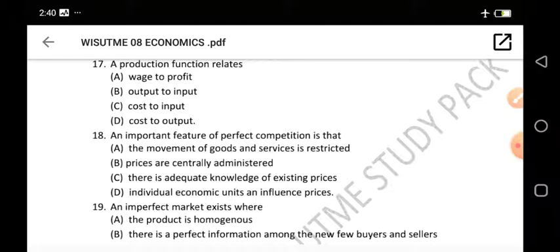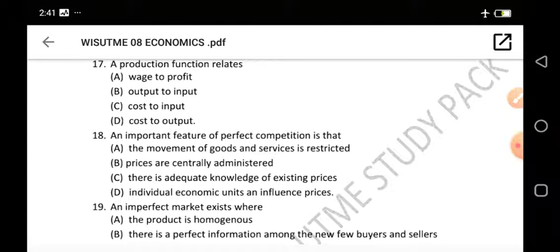Under a perfect market, the consumer has a good knowledge of the price. So that can be the answer. C, there's an adequate knowledge of existing prices. Yes, because all the players, the consumers, the producers, the sellers, have a good knowledge of the price. So the answer to that question is C.